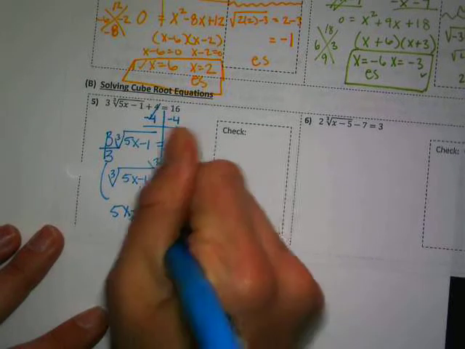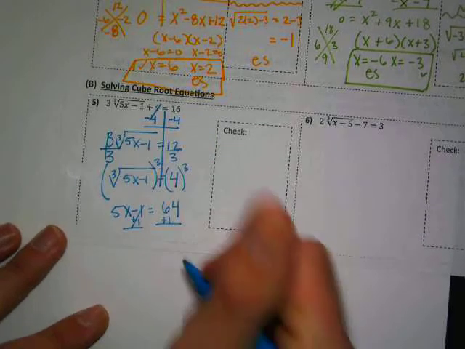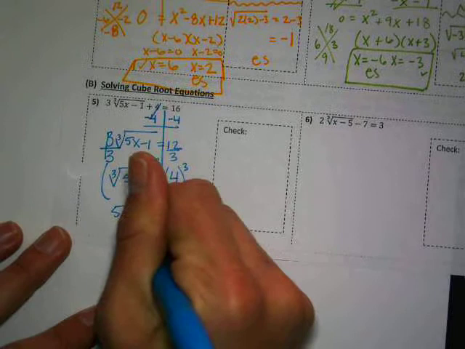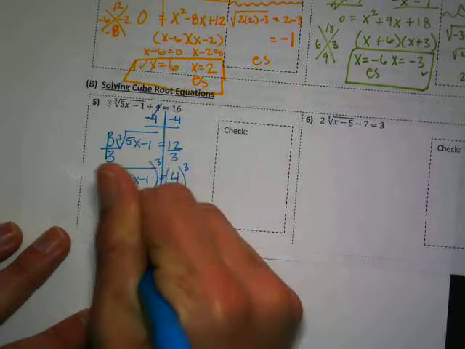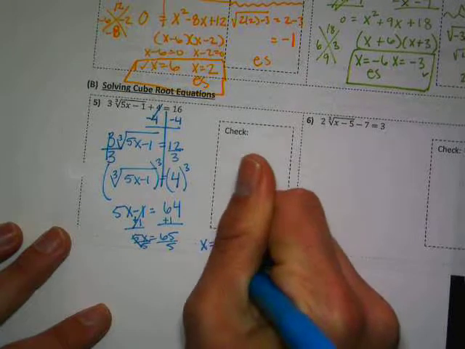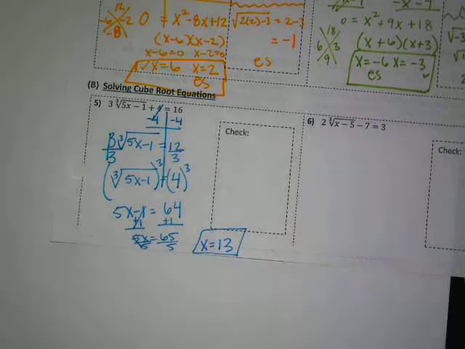We're going to add 1 to both sides, and we get 5x equals 65. Divided by 5, divided by 5. x equals 13.